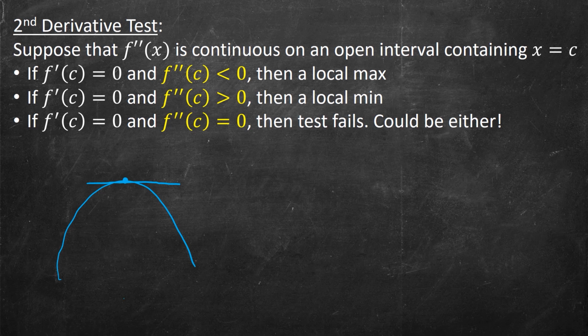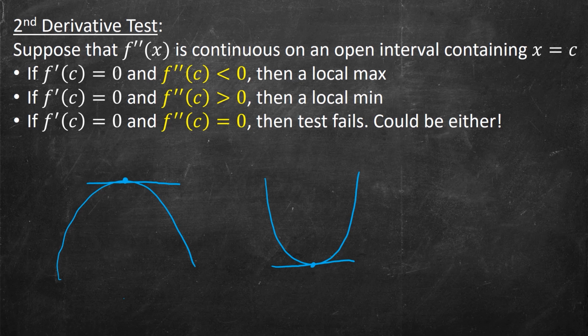Alternatively, if you have a local minimum here, you would compute the critical points, and that would give you this location down here. And then when you want to test whether that critical point is a max or a minimum, in the case of a minimum, it is going to be concave up, or in other words, the second derivative is positive at this point.